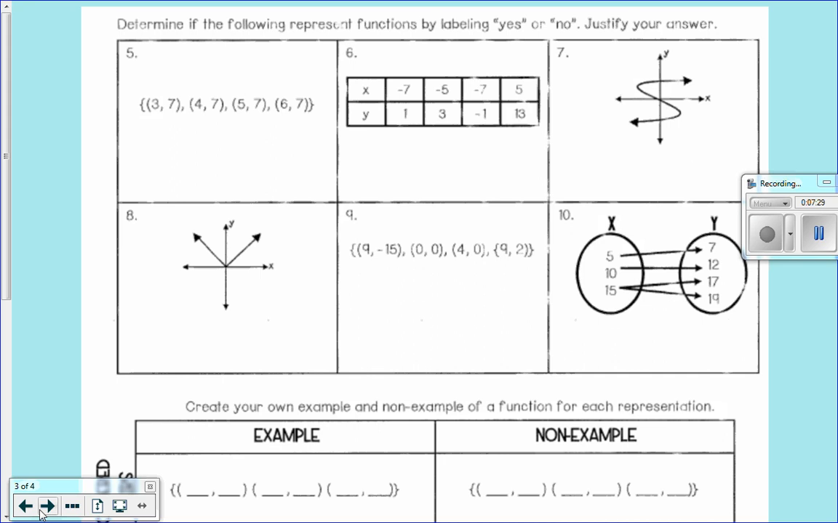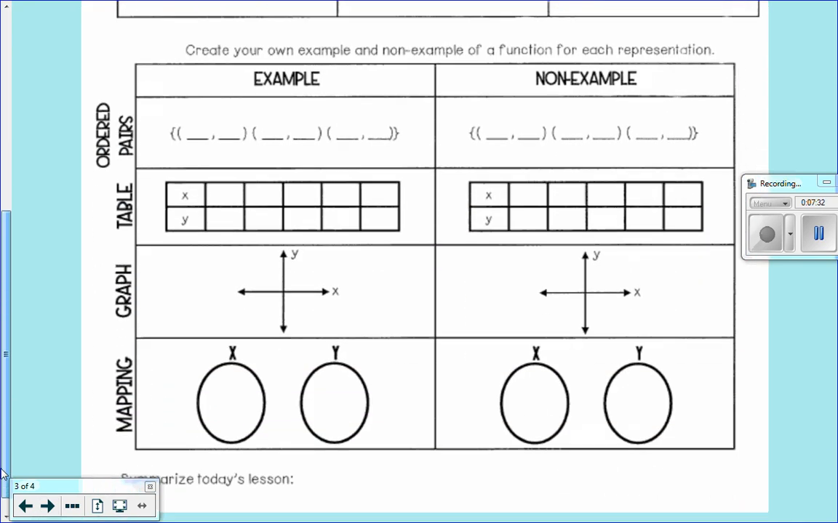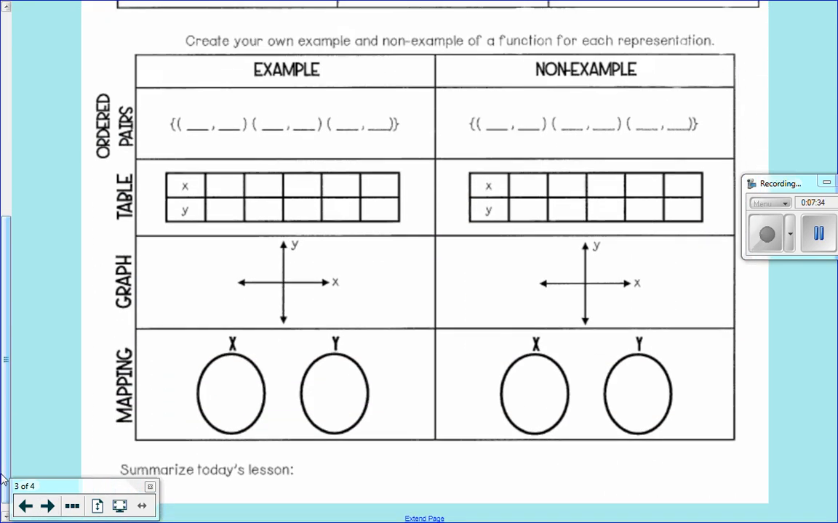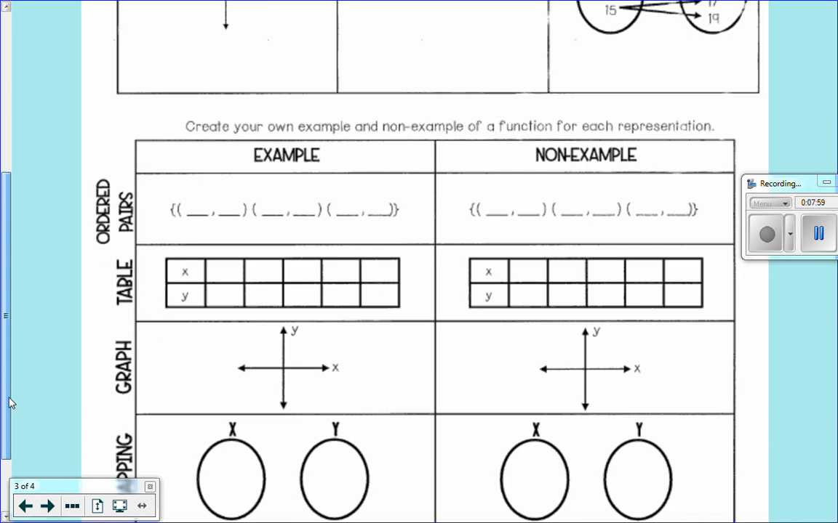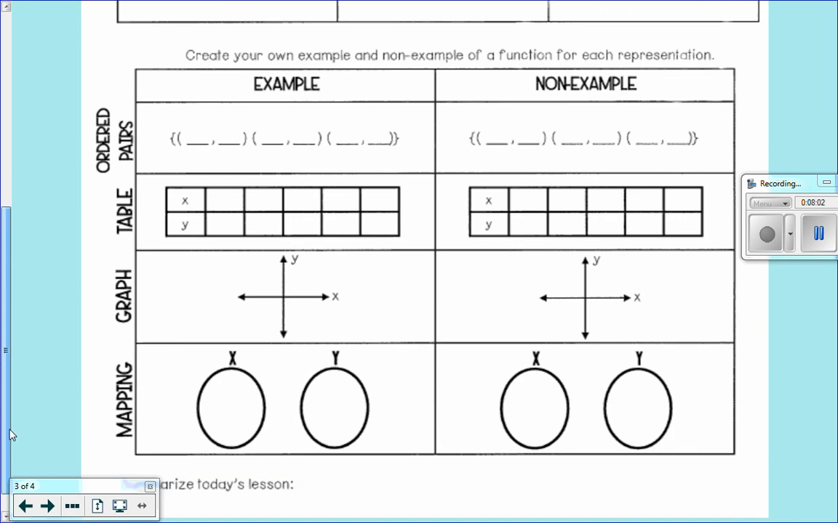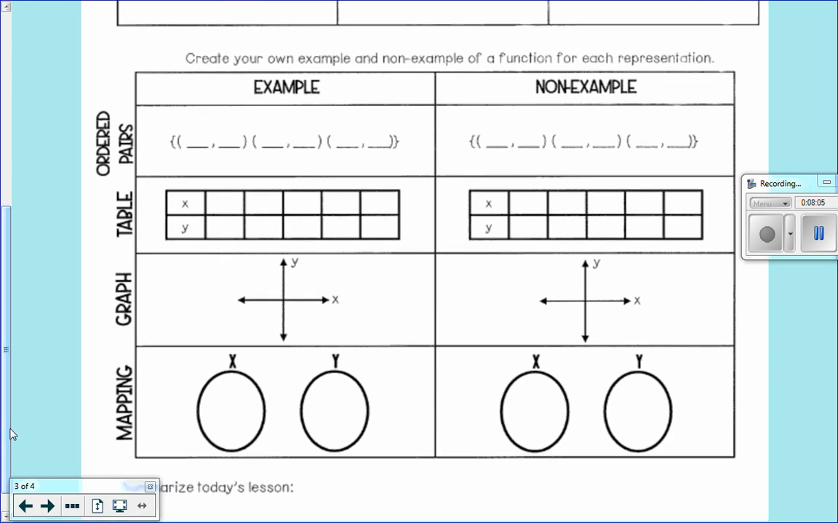Are we good? Then, down here, you're going to work with a shoulder partner. Everybody has a partner. You are going to come up with an example and non-example. Then you're going to switch papers and check your partner's to make sure it's correct. So, 5 through 10 is with your entire table, and down here, example and non-example is with a partner. Complete your own, then let your partner check to see if you're correct.